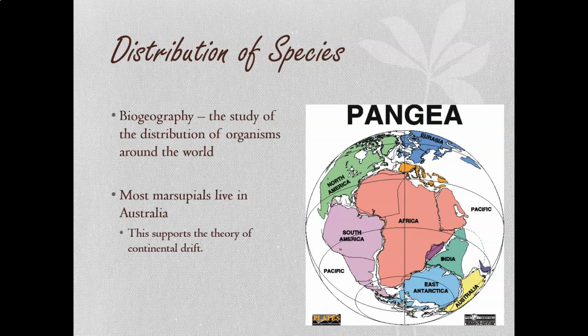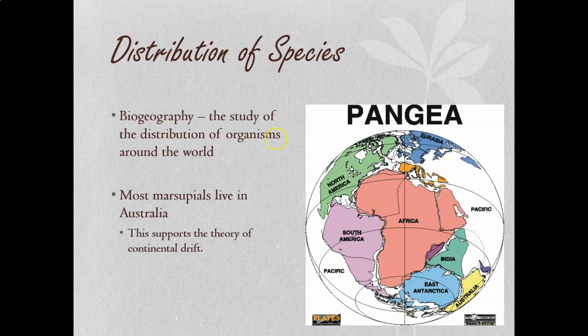Okay, we can also look at distribution of species and where organisms exist. And this comes back to the idea of the connection between continental drift and evolution. So remember that at one point in Earth's history, all of these land masses were together in this big supercontinent called Pangaea. So over time, as plate tectonics and continental drift have pushed these apart, we have seen environmental shifts. We've also seen distribution of organisms.